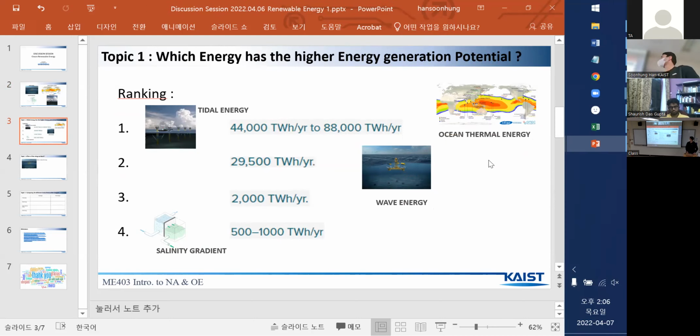So keep in mind that it's not necessarily the energy produced, but the potential energy of all of the ocean. Could you explain to us what is ocean thermal energy? Thermal energy is the difference of the temperature between the deep water and the water at the surface.